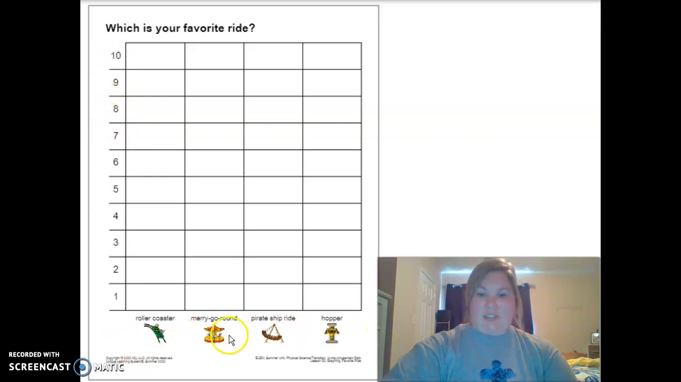On this axis you have the rides that people can say are their favorites. They are the roller coaster, the merry-go-round, the pirate ship, and the hopper. Those are all rides that we found in our story that we read this week.